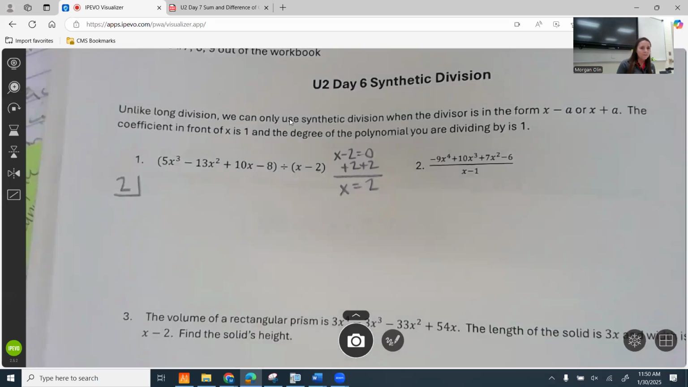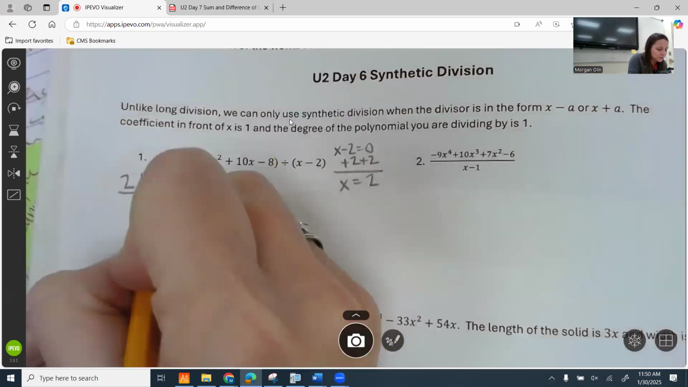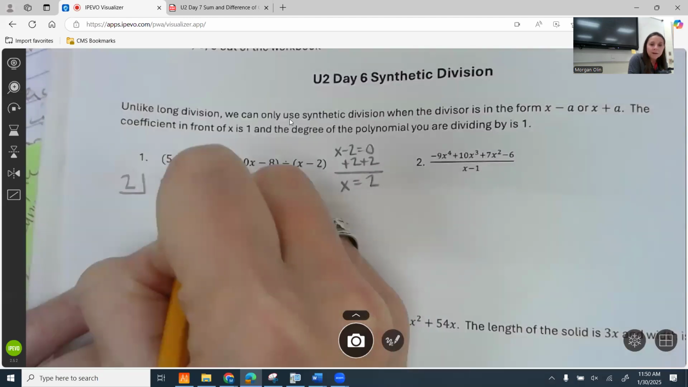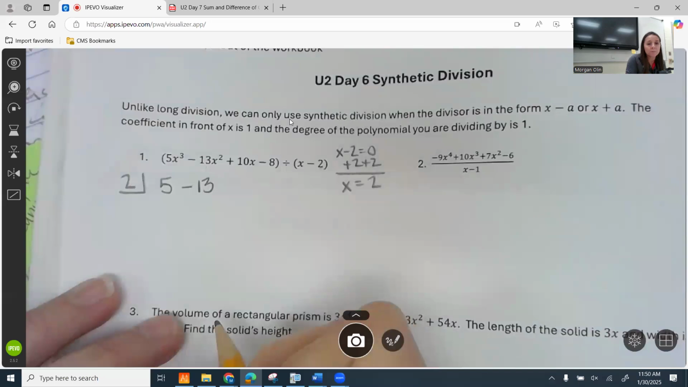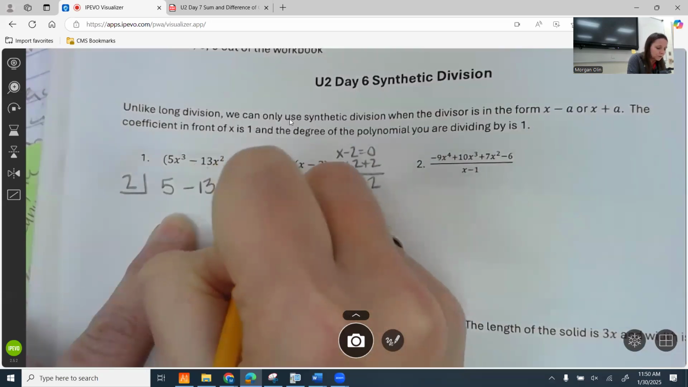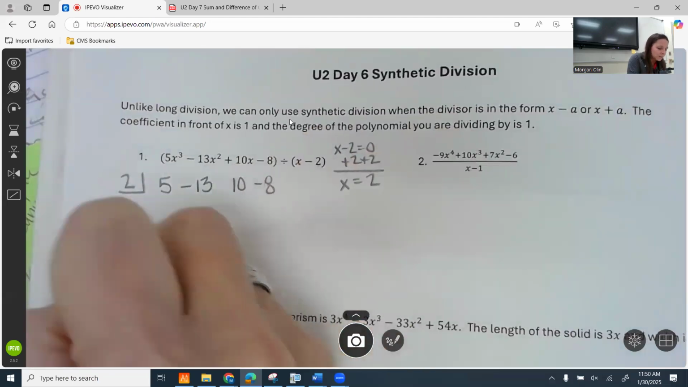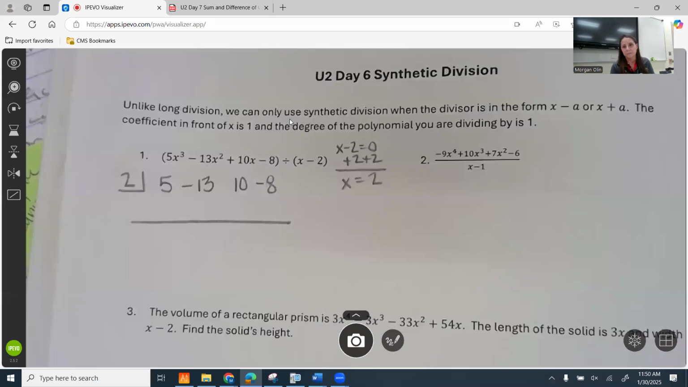However, now we're not going to write the x's. Synthetic division is a little bit easier because you're only going to write the numbers. So I'm going to write the coefficients right here. I'm going to write 5. Now be careful, this is a -13, so I'm going to write -13. If you ever have a minus, make sure you put a negative. Then you're going to do 10, and then -8. All right, so here we go. I'm going to put a line, but I'm going to put something above that line, so leave a little space.